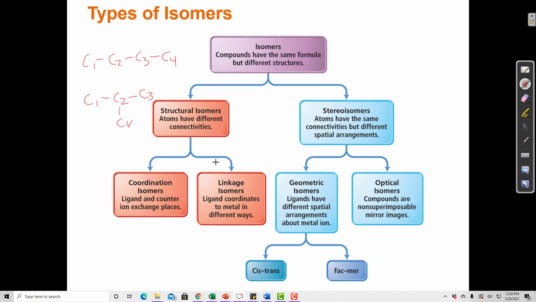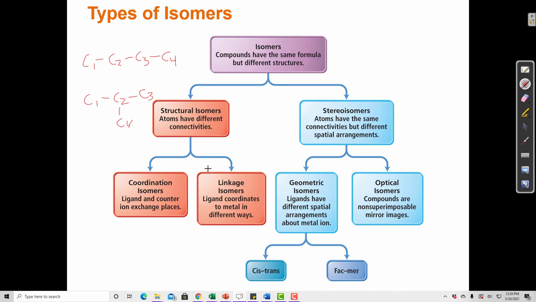There's different categories of structural isomers. We can have coordination isomers, where the ligand and counter ion exchange place, or we can have linkage isomers, where the ligand coordinates to the metal in different ways. These are specific to complex ions, but this is kind of like a linkage isomer in a way, right? So the 4 is either linked to 3 or the 4 is linked to 2.